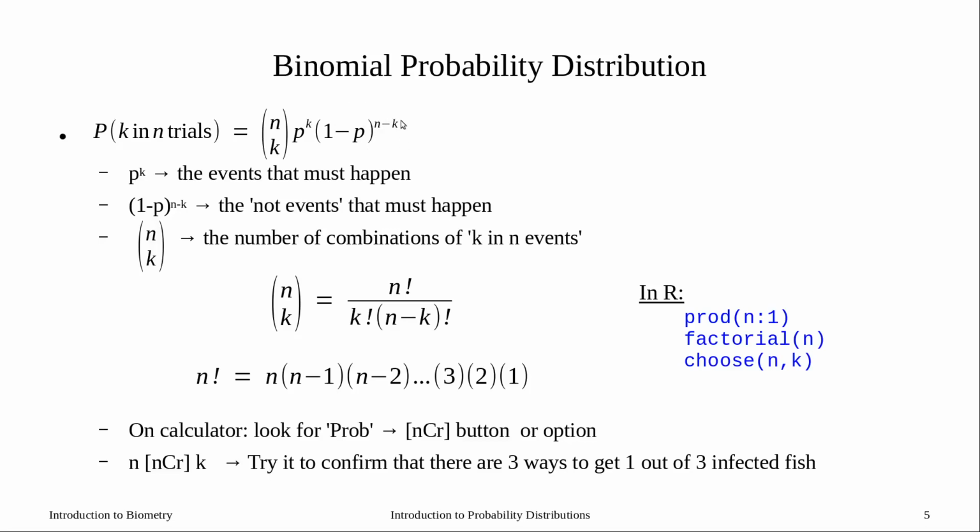So if we have 5 as our out of number, if we were doing 3 infected fish out of 5, we'd have our probability of being infected raised to 3, because 3 fish had to be infected, and that meant 5 minus 3 equals 2. The other 2 fish had to be uninfected, and then we would do the choose notation.